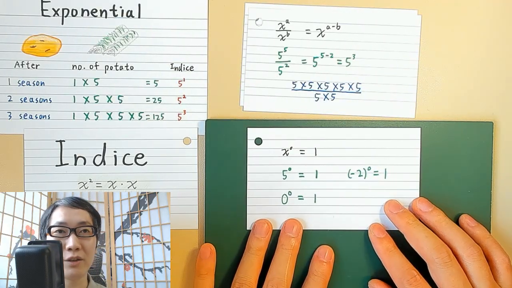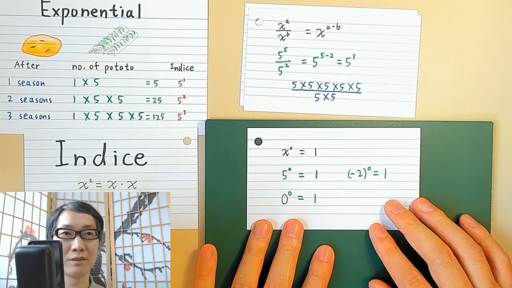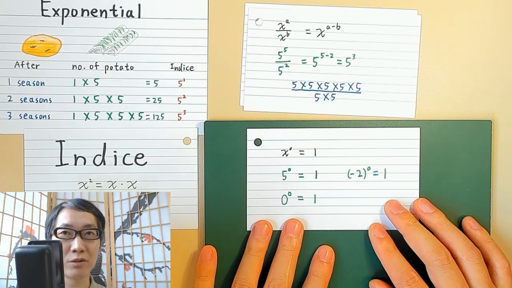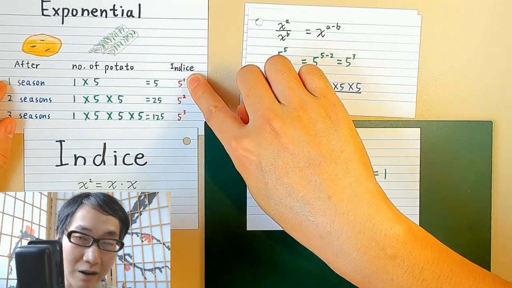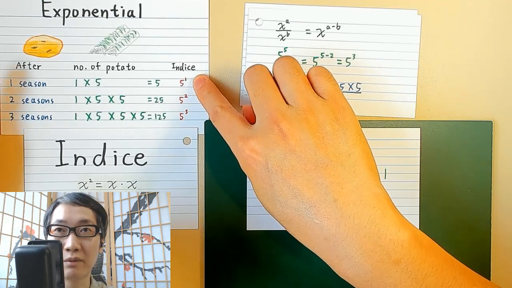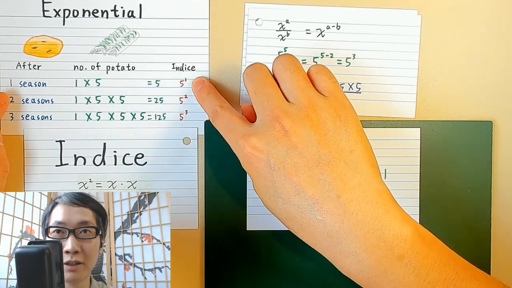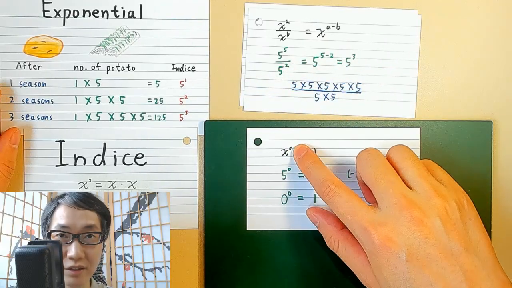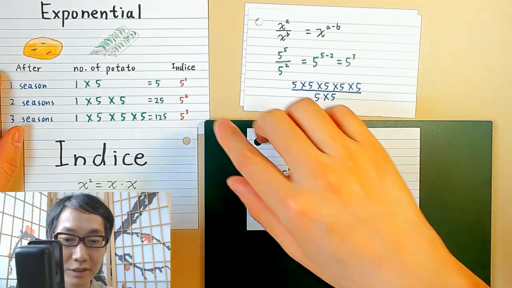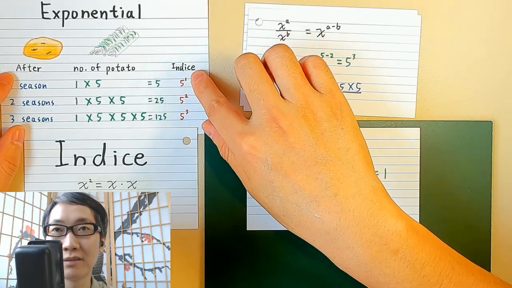What if we are doing power of 0? What does that mean? Okay. So to the power of 0, if you look back, this power is what happened after that number of seasons. After 1 season is 5 to the power of 1. After 2 seasons is 5 to the power of 2. Which means if we have 0 here, it is after the 0th season.